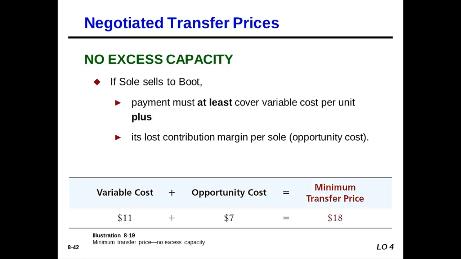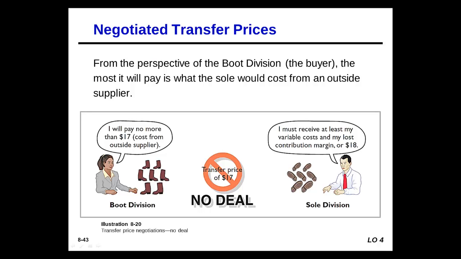If the sole division cannot recover that amount, called the minimum transfer price, it should not sell its soles to the boot division. The minimum transfer price that would be acceptable to the sole division is $18, the variable cost plus the opportunity cost. From the perspective of the boot division, who's the buyer, the most it will pay is what the sole would cost from an outside supplier. In this case, the boot division would pay no more than $17.